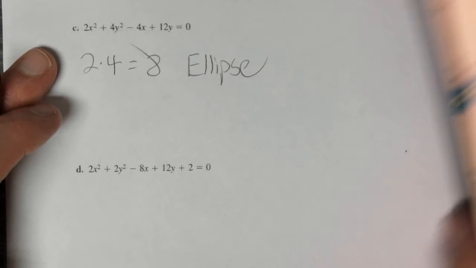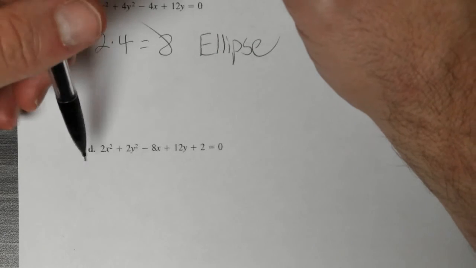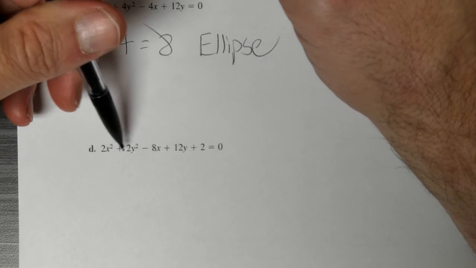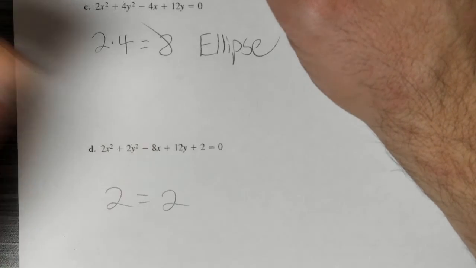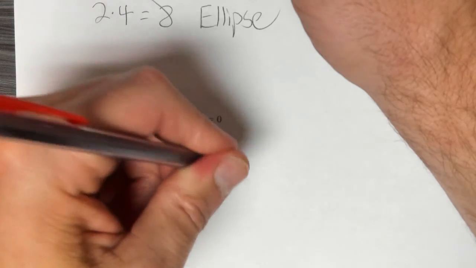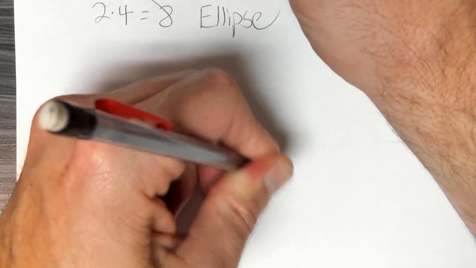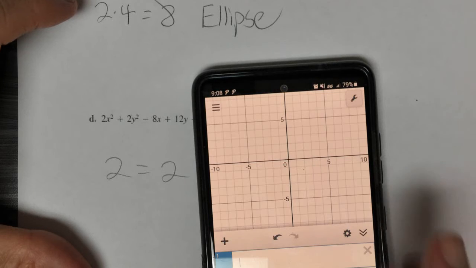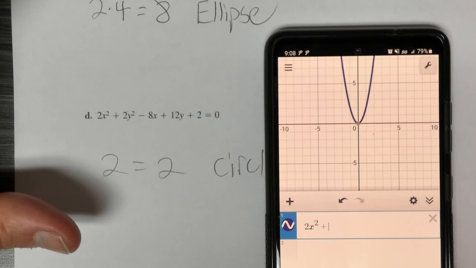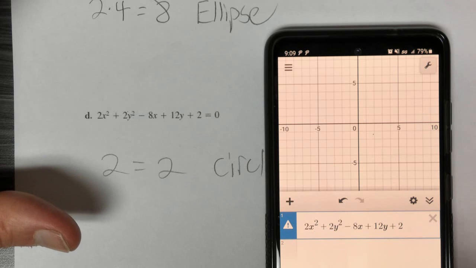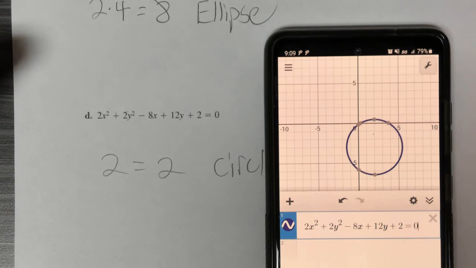On the next one, my A value is 2 and my C value is 2, so 2 equals 2, and so we have a circle. Once again, verifying: 2x squared plus 2y squared minus 8x plus 12y plus 2 equals 0. And we can see our circle.